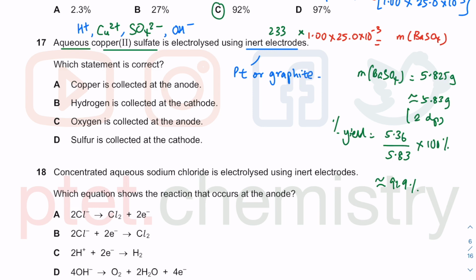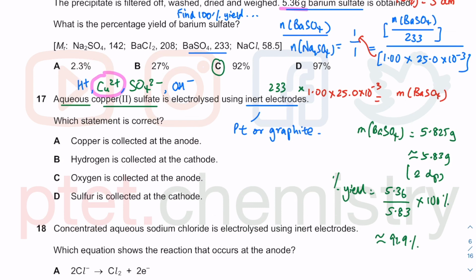So among the ions, since we are not using copper electrode, we are not going to transfer copper from anode to cathode, because that is what happens if you use copper as the cathode and anode. But in terms of inert electrode, between the H+ and the Cu2+, it is actually going to be the Cu2+ that is discharged at the cathode, simply because copper is below hydrogen in the reactivity series.